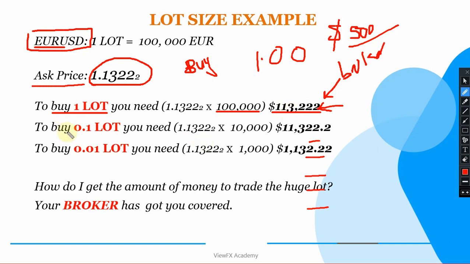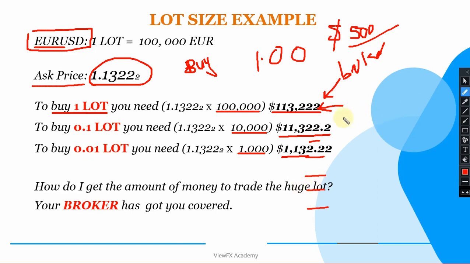So if you were to buy using a mini lot size, this is the unit of euro you're going to be buying, 10,000, and when you multiply it by the price, you are using $11,000 to go into the market. And if you use a micro lot size, you're buying a unit of 1,000, you're going into the market with $1,132. So this is what we call leverage. Your broker lends you money whenever you want to trade.